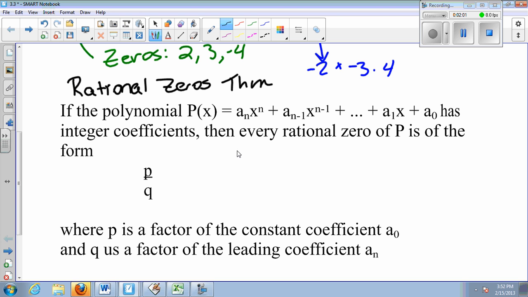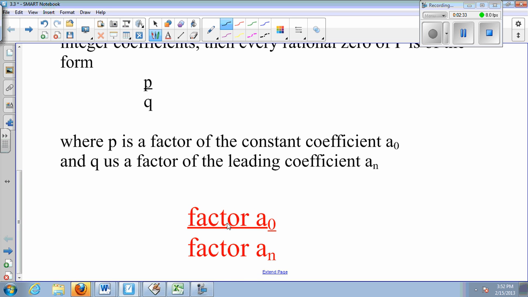If the polynomial p of x equals a sub n x to the n plus a sub n minus 1 x to the n minus 1 all the way down to a sub 0 has integer coefficients, then every rational zero of p is of the form p over q, where p is a factor of the constant coefficient a sub 0 and q is a factor of the leading coefficient a sub n. So in general, we want to factor our constant term over a factor of our leading coefficient.